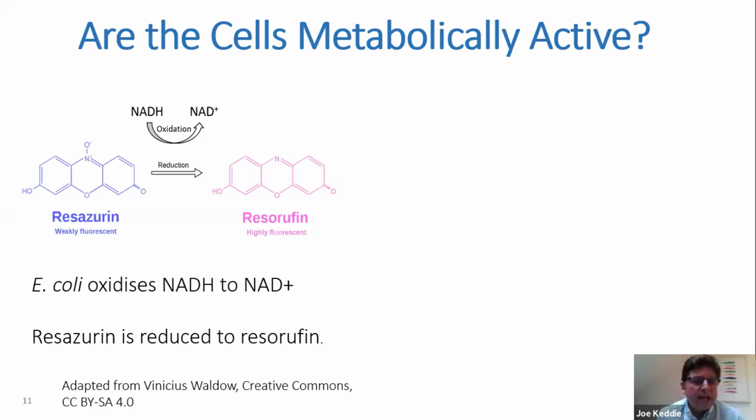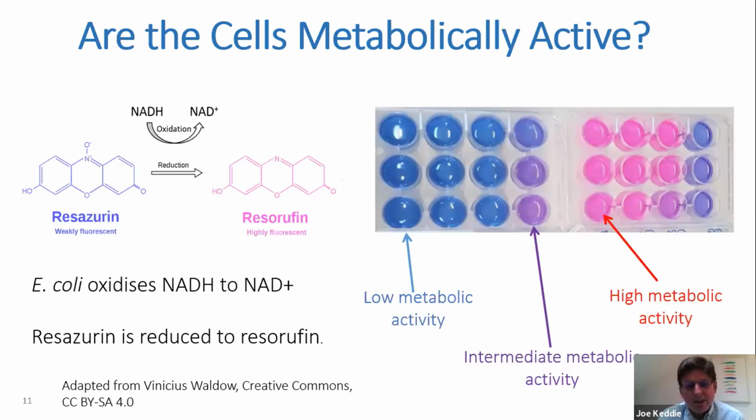And resveratrol is just a bluish molecule, weakly fluorescent. However, when it's reduced, it becomes fluorescent pink. And so we can use the resveratrol as an indicator of the metabolic activity of the cells in the coating. So you can put the coating just in the bottom of some wells, add the resveratrol in like a saline solution, and then check the metabolic activity.